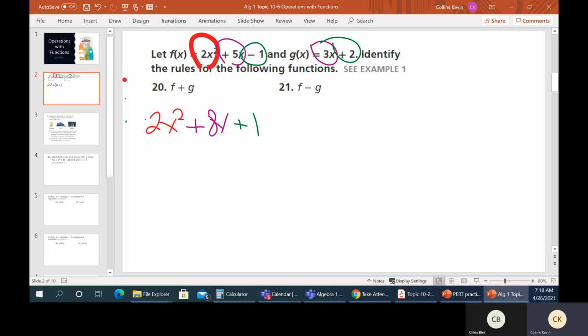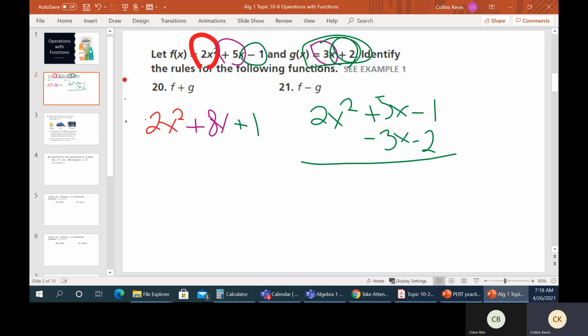So next one, we're going to subtract the g function. This one I'm going to write out in a little different format. But again, if you're comfortable with doing what we just did, that's fine too. So this time we're going to subtract g of x. Let's go 2x squared plus 5x minus 1. Now if we're going to subtract this, we have to switch the sign. So this becomes minus 3x, and this becomes minus 2, which makes sense, right? When you subtract, you switch the sign and then add it together.